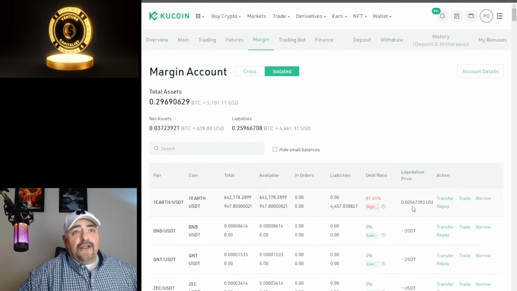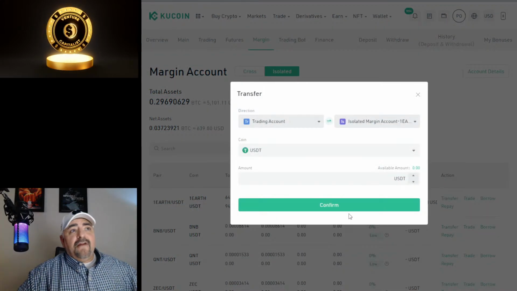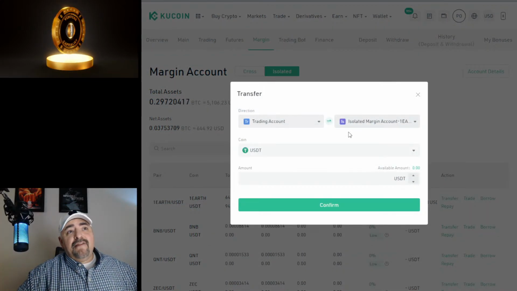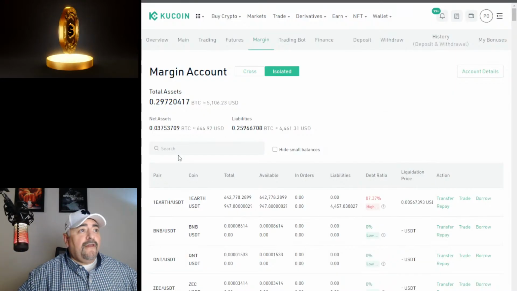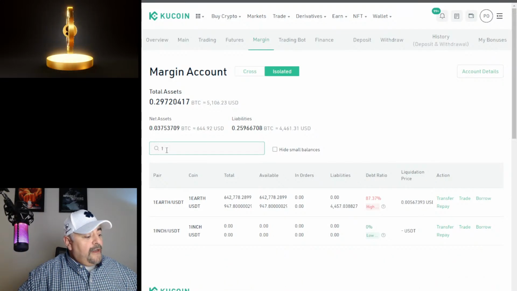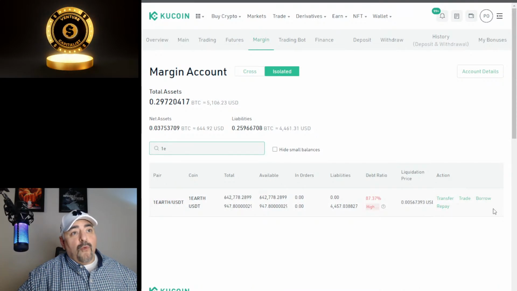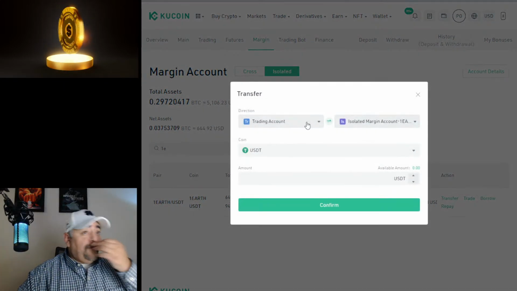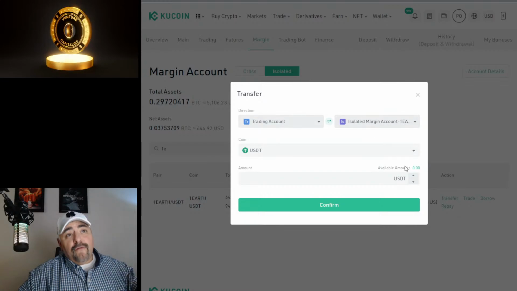Here's what you do. You go over and you hit transfer, right? Very simple. You transfer over what money you have inside your trading account over to your isolated margin, 1EARTH. How you find 1EARTH? You click right here. You put in 1E and it pops up 1EARTH. You click transfer. You move your money from your trading account over to here.